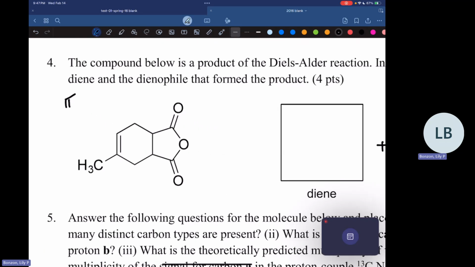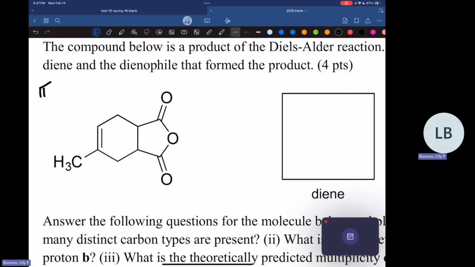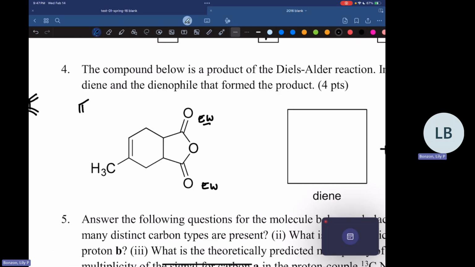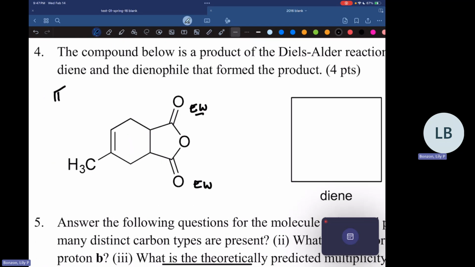So when we look at this structure, we can see over here on the right that we've got some carbonyl compounds or carbonyl groups. And so those are going to be electron withdrawing. So we're going to look at this right half of this structure and see that that's going to be our dienophile precursor. When I do these questions, I like to look at the dienophile first, and I like to imagine I'm kind of cutting it off with scissors. And then I can look at the diene structure after I figured out what my dienophile is.